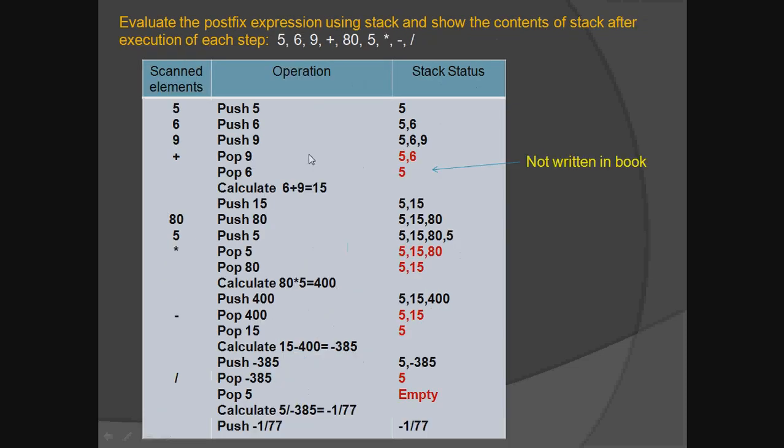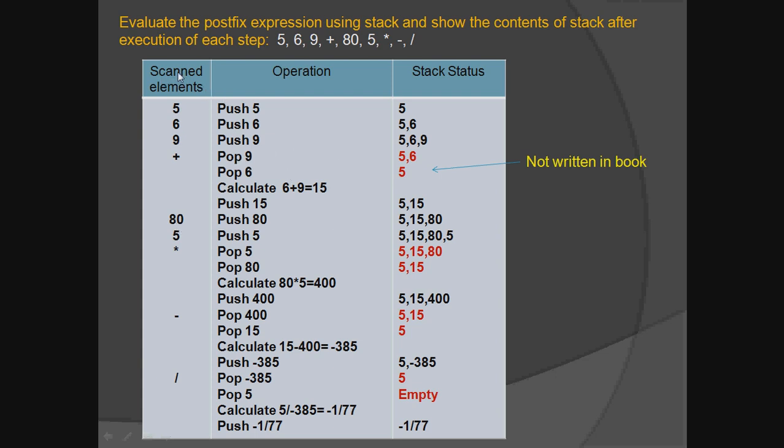So now again another one. Okay, so now you can see that here the postfix expression values are 5, 6, 9, plus, 80, 5, asterisk, minus, division, right? So you can see that the table here has only 3 columns. Okay, so it depends on you how to structure the table.